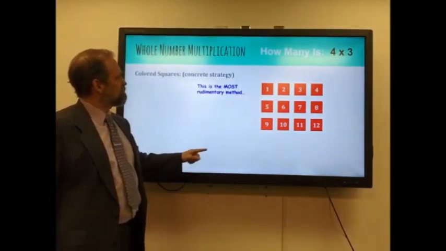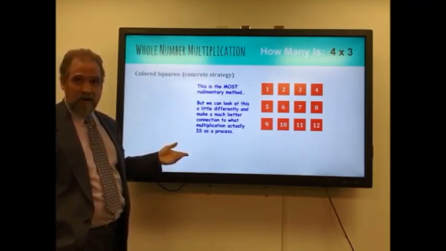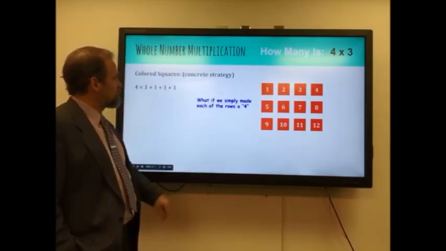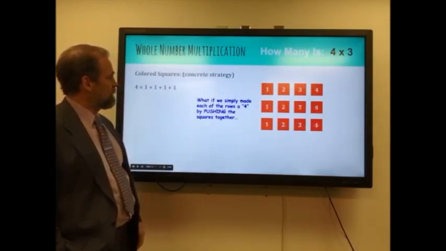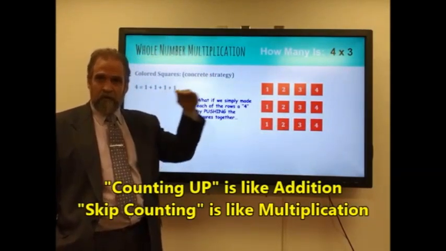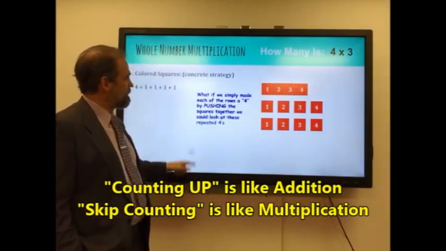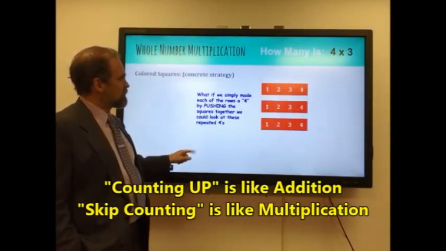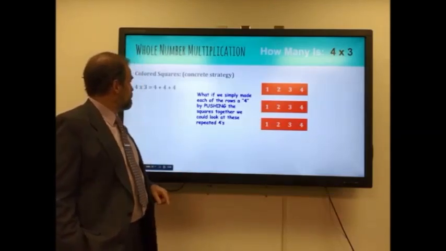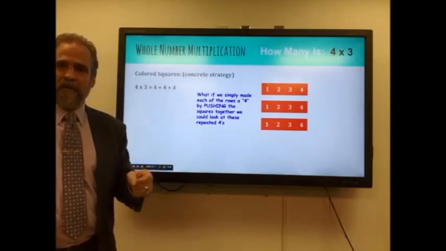So this is the most rudimentary method, but it still is valuable and powerful, particularly when the numbers aren't very large. If we simply made each of the rows a 4, you can see 4 and 4 and 4. I could skip count 4, 8, 12. So there it is, getting squished together. You can see now that's 3 4s as a strip diagram. Just the same thing. 4 times 3 is 4 plus 4 plus 4. This is what's called repeated addition.